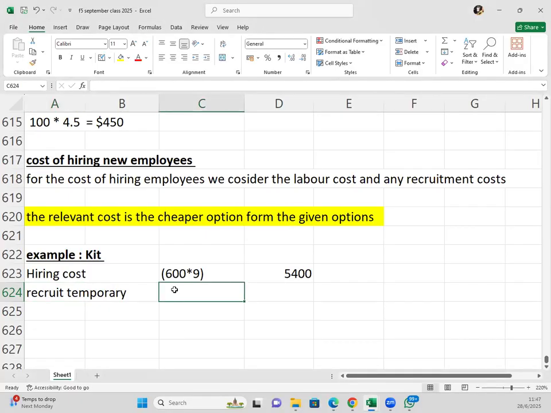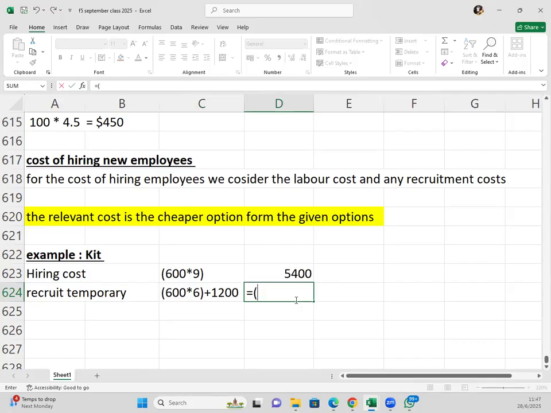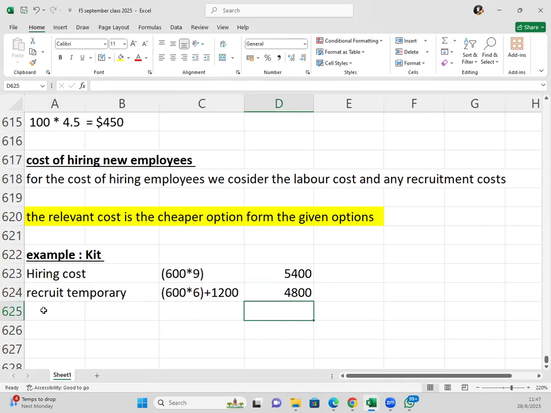So for the option to recruit temporary staff, it would cost us $6 per hour, but there will be a need for an advertising cost of 1,200. So overall, this option would cost us 600 hours times $6 per hour plus the advertising cost. Then there was the third option.